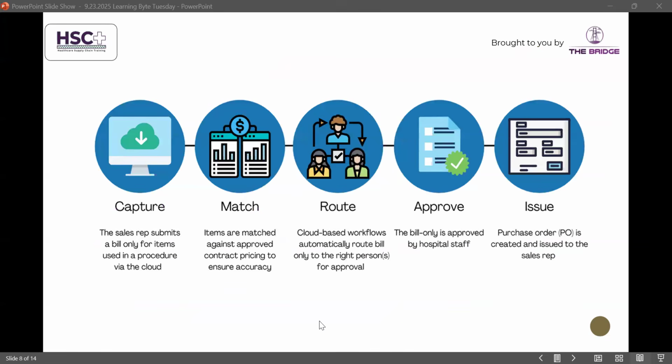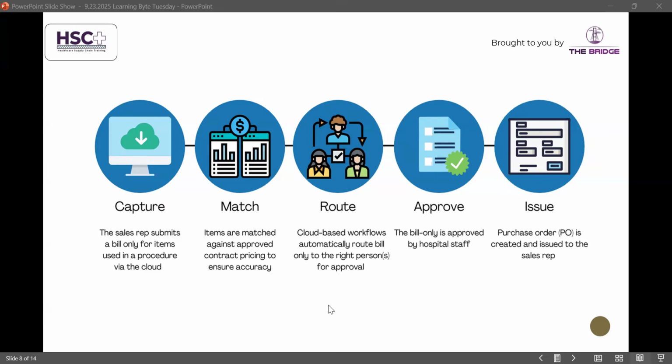So kind of looking at what this does, right? The technology, it captures. So the sales rep submits the bill only for items used in the procedure via the cloud. Then it matches, items are matched against approved contract pricing to ensure accuracy. And then it's routed. So the cloud-based workflows automatically route the bill only to the right person for approval. And then the approval happens. So the bill only is approved by hospital staff and then issued, right? So you've got your purchase order is then created and issued to the sales rep so that they can then issue the invoice.